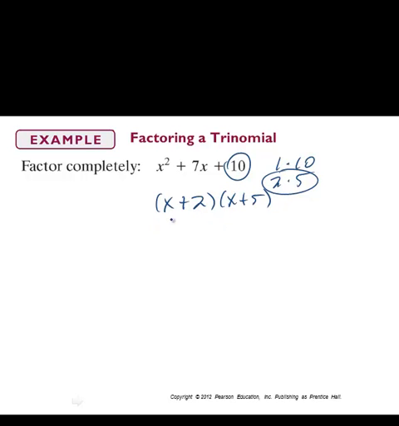Because when you FOIL this out, you'll have what? x times x is x squared plus x times 5 is 5x plus 2x plus 2 times 5 is 10.